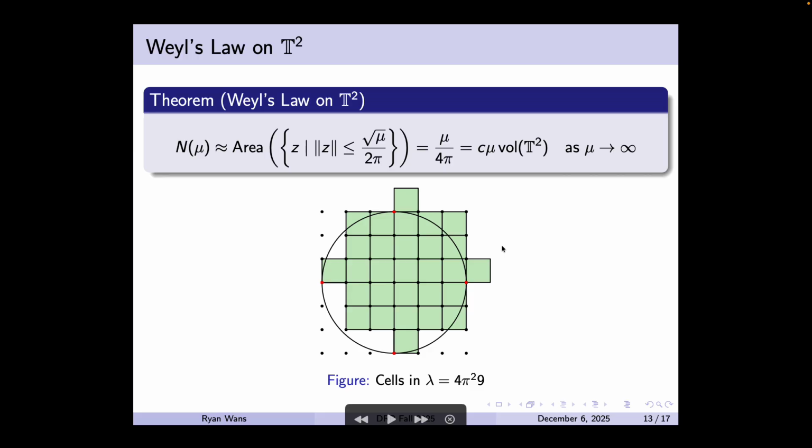Relying a bit more on heuristics here, the area of the circle you can approximate as the number of lattice points inside. You've probably seen this before. For small radius, it's quite a coarse approximation. But as you send mu off into infinity, this well approximates the area of the circle. So we can approximate the counting function by just the area given by the circle of radius mu, and this becomes mu over 4 pi, or more generally, some constant times mu times the volume of the torus.